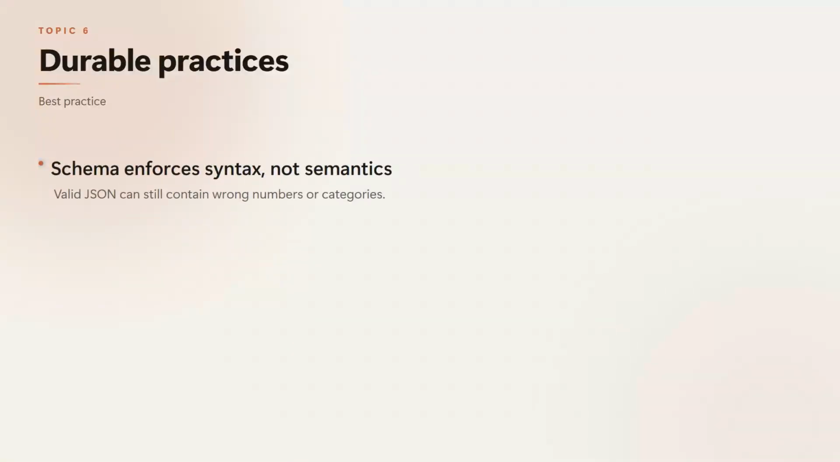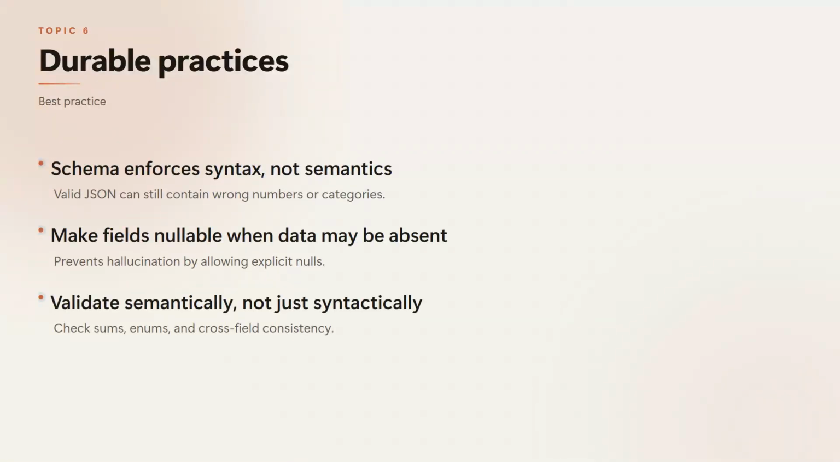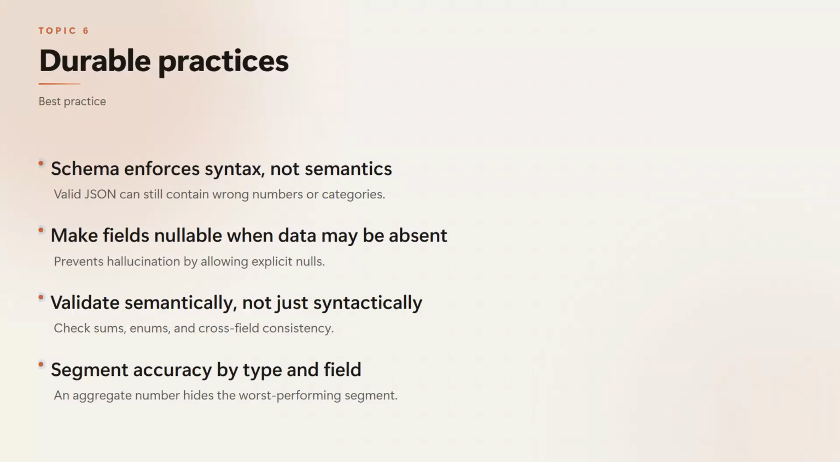The durable rule: a schema is a syntax contract, not a truth guarantee. Always make fields nullable when the source may be silent. That prevents hallucination by letting the model output null instead of inventing a value. Validate semantically: check that sums add up, categories stay inside enums, and cross-field relationships hold. And never trust an aggregate accuracy number, segment by document type and field to find where the system actually fails. These practices hold whether you are building for an exam or a production pipeline next year.